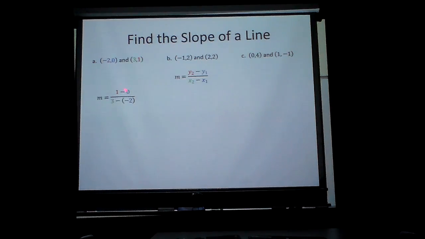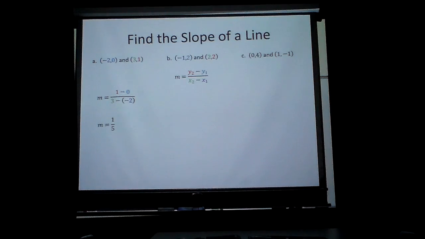1 minus 0, 3 minus -2. 1 minus 0 is 1, and 3 minus -2 is like 3 plus 2, which is 5. So the slope is 1/5. Sometimes you'll hear slope as rise over run. It's going to go up 1 and over 5 to the right, to the positive side there.